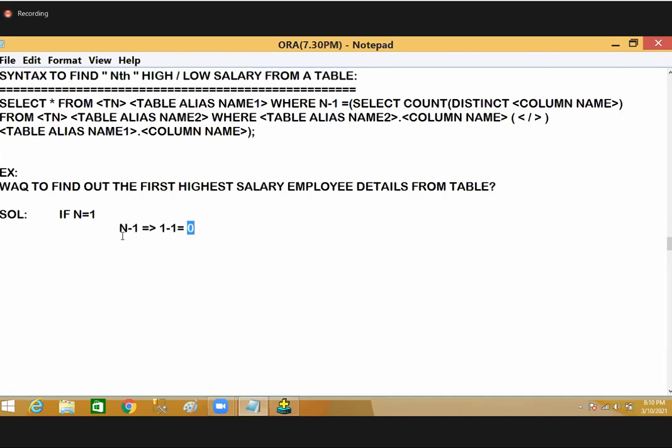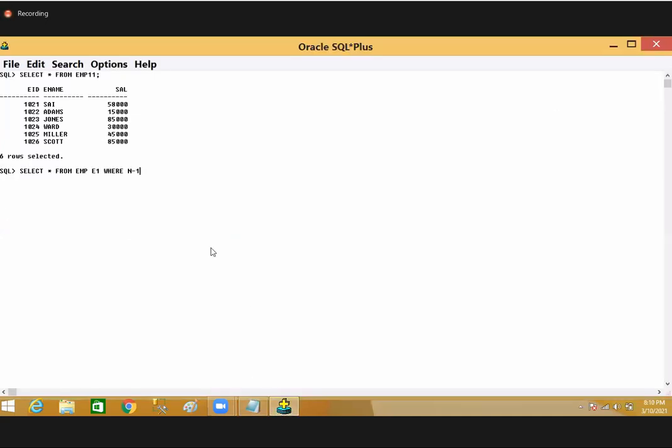So the 0 I want to place in place of n minus 1. Let me come back here. Wherever n minus 1 is there, in place of n minus 1, I want to keep 0. 0 is equal to the inner query. The inner query is select, and here I'm using count and distinct. Can you tell me, why should we use the distinct keyword? I already discussed it with you in early classes. Why should we use the distinct keyword?